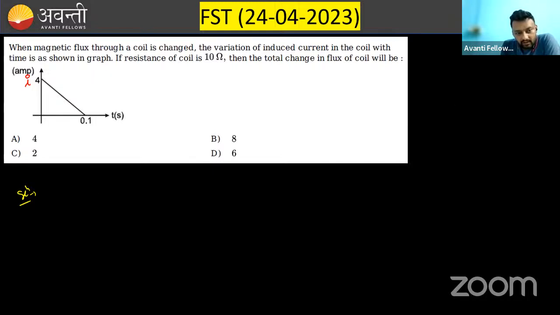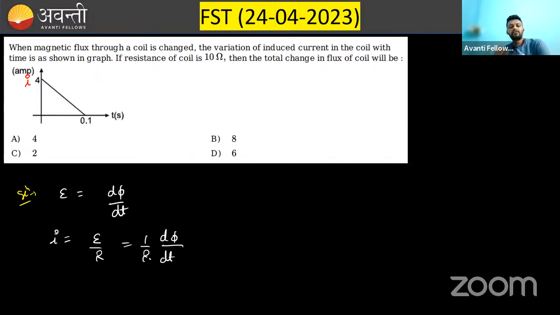First of all, the EMF induced is d phi over dt. We know that. I am not using the negative sign because it's just for the direction, so direction is not required here. E is equal to d phi over dt, and current is equal to E over R. Clear? So if I place the value, that is d phi over dt and 1 by R. So this is the value of current.